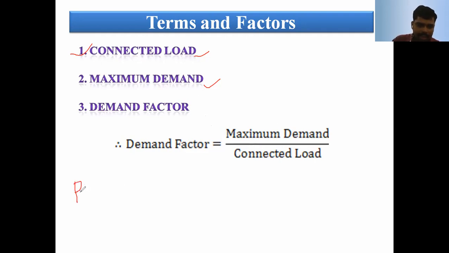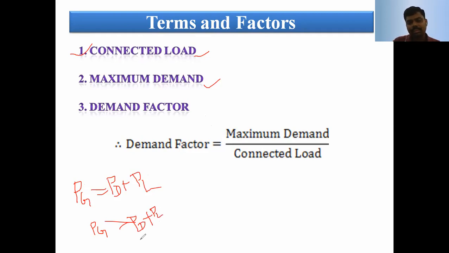Here, power generation is equal to power demand plus line losses. Before 20 years back, power generation was greater than the power demand. Generation is constant, and at that time the demand is less, because the technology was not developed that much.